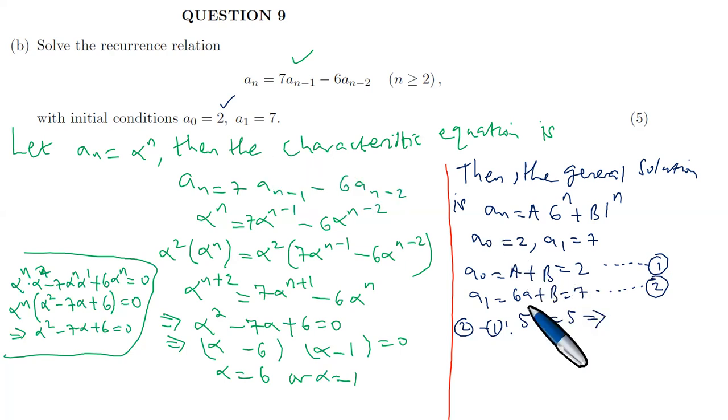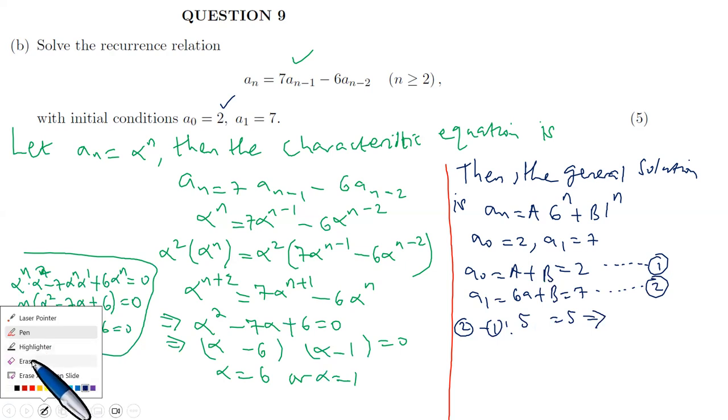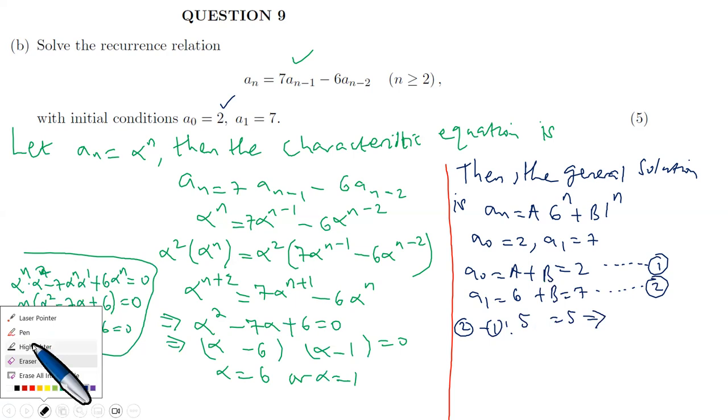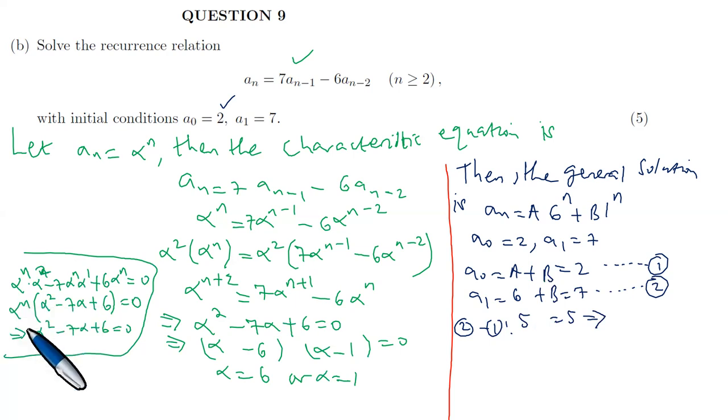I just made this one small, but it must be capital. Now the capital A, this one, 6a. Subtract these ones, you get 5a, and it becomes that. Divide through by 5, you get that A is 1. If A is 1, then you can use any of the equations to get B. Let's use this one. If A is 1 here, which means B is 1.